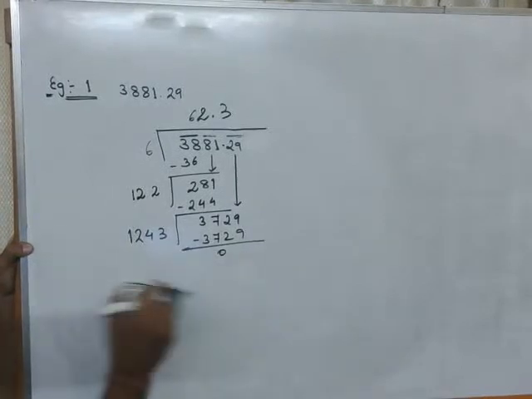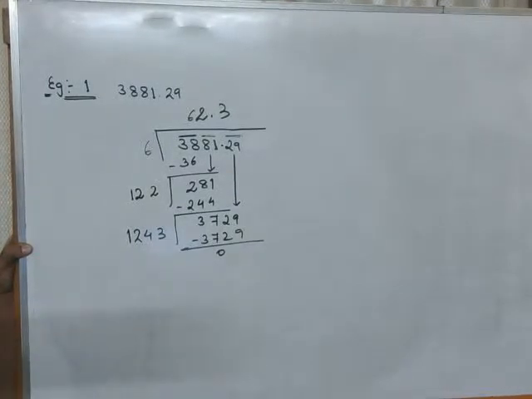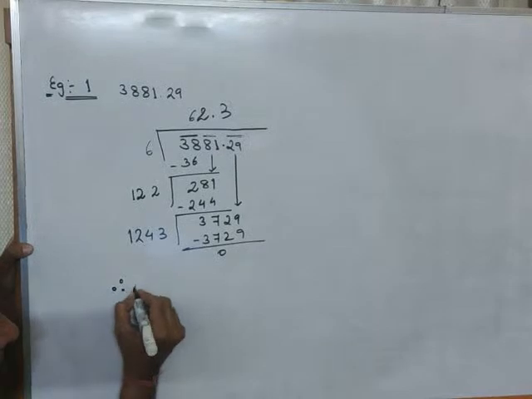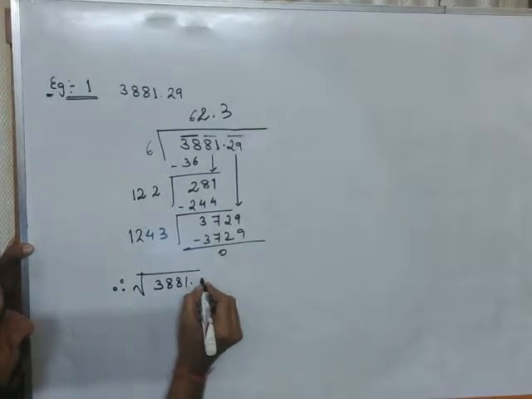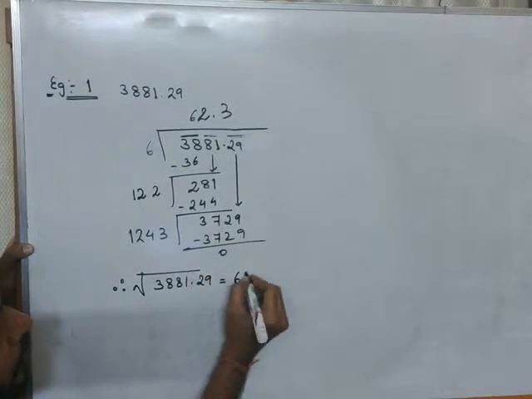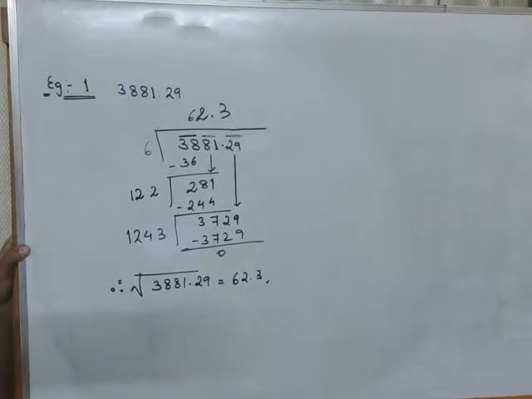Okay, so our answer is 62.3. Therefore, the square root of 3881.29 is equal to 62.3. Is it clear, everyone?